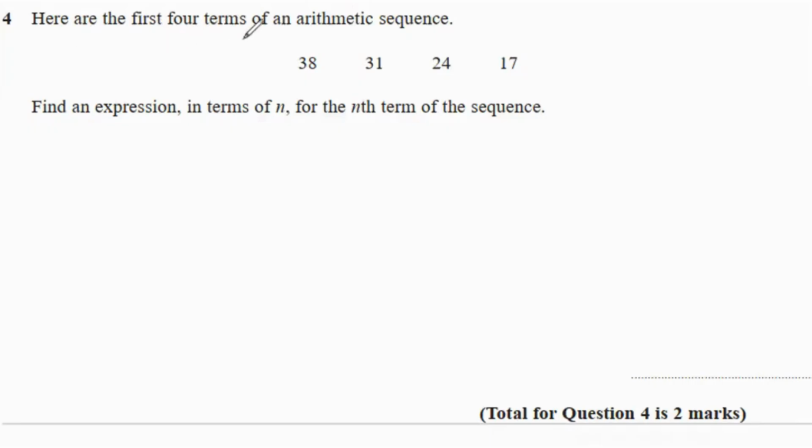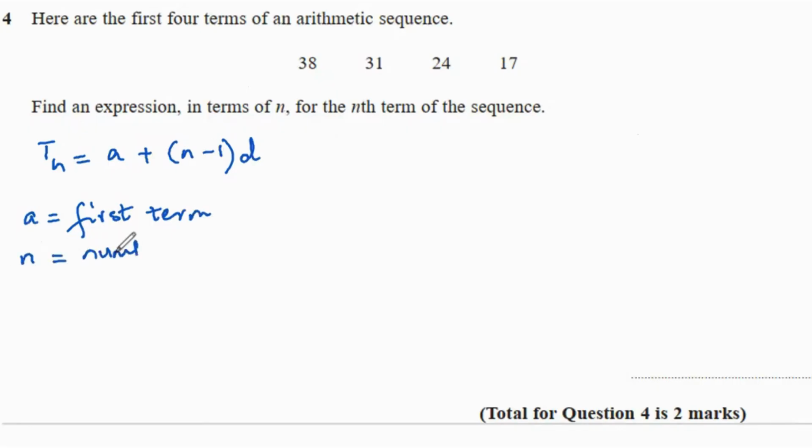It says that here are the first four terms of an arithmetic sequence: 38, 31, 24, 17. Find an expression in terms of n for the nth term of the sequence. In your formula sheet, we're given the formula for the nth term, which is the nth term equals a plus n minus 1 times d. Now, a is your first term, n is your number of terms, and d is your common difference.